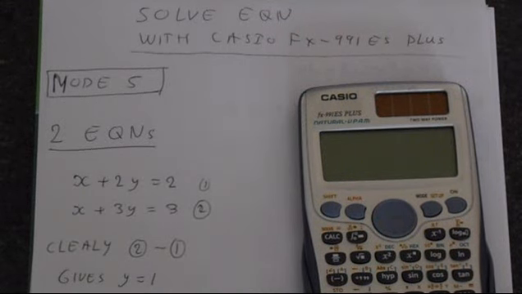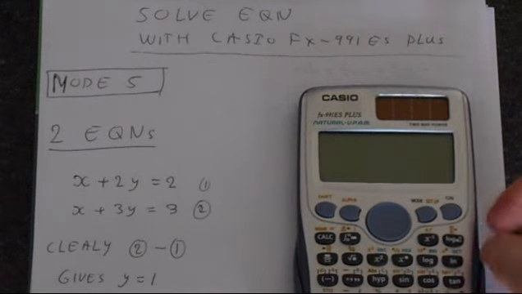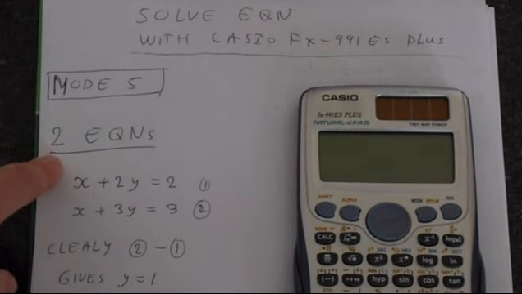In this video I'm going to show you how you can solve equations using a Casio FX-991ES Plus. And if you use these modes on your calculator you'll be able to save quite a lot of time. You can even do equations in 3 unknowns. So we'll start by looking at equations in 2 unknowns.